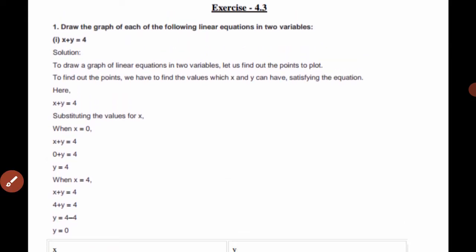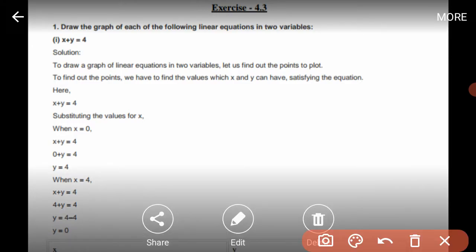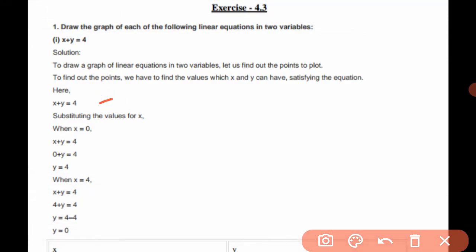So here first we will check this. For checking, we have the given equation x + y = 4. Now substituting the value of x, when x = 0, by putting x = 0, y will be 4. In the same way, when we put x = 4, y will be equal to 0. So two solutions will be formed.